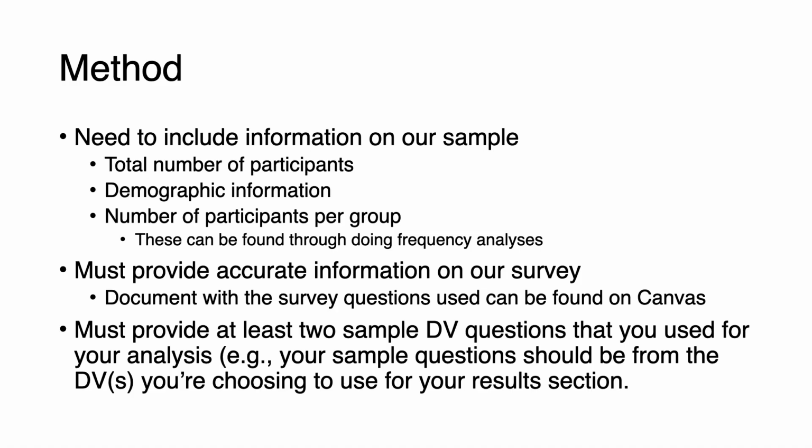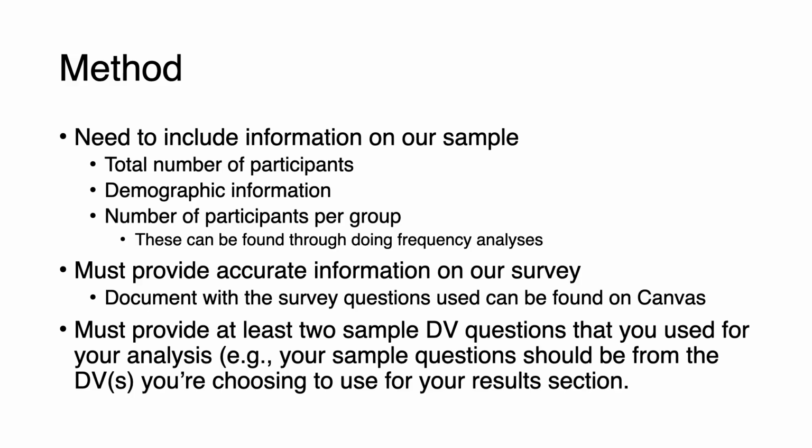So now the method section. The method section is a section that will contain multiple subsections. So you need the relevant subsections. You need to talk about our materials. So you need to talk about our survey, how many questions it was. You have to provide accurate information, so about how long it took to complete and how many questions. And then you have to provide at least 2 specific questions from your dependent variable of choice. Again, all that can be found on the survey PDF that I provided on Canvas.